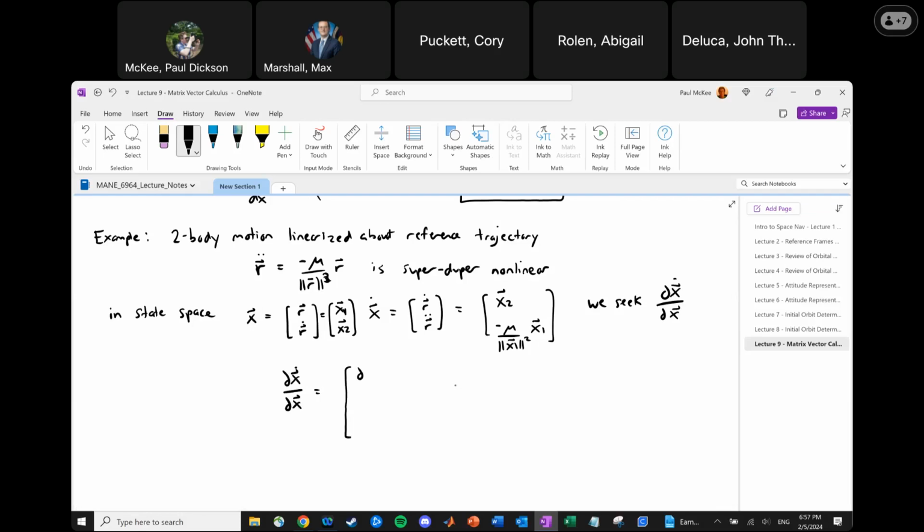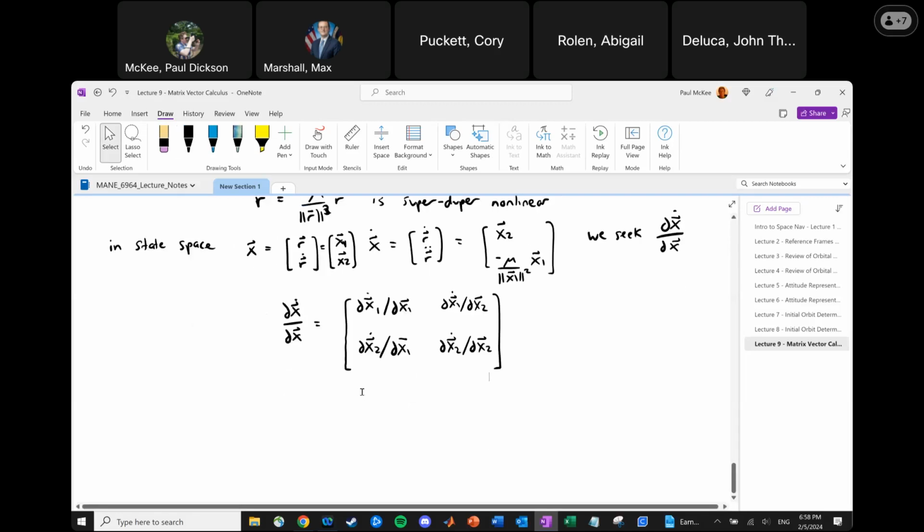So we're really saying what is dx1 dot with respect to dx1? What is dx1 dot with respect to dx2? What is dx2 dot with respect to dx1? And what is dx2 dot with respect to dx2? They should all have little vector hats on them. So there's 4 derivatives that we need to do here. Let's start with an easy one.